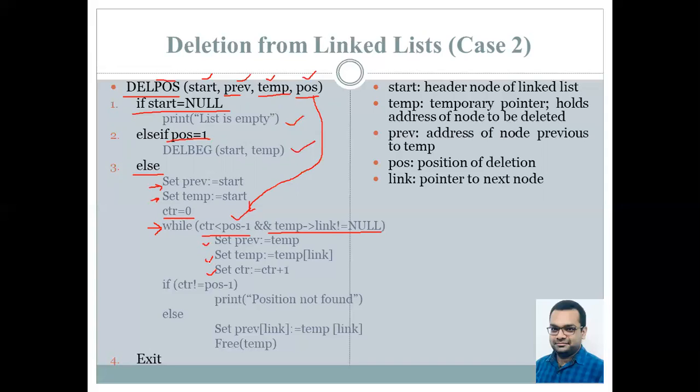When our program exits, either we have found the position of deletion or our program has run out of nodes and gone beyond the last node. So we check if we have found the position of deletion. If we have not, then the message is printed that the position has not been found. Else, we set the previous link to the temp link. In this way, we have essentially removed the node pointed to by temp from the linked list, and then we can free up the memory.